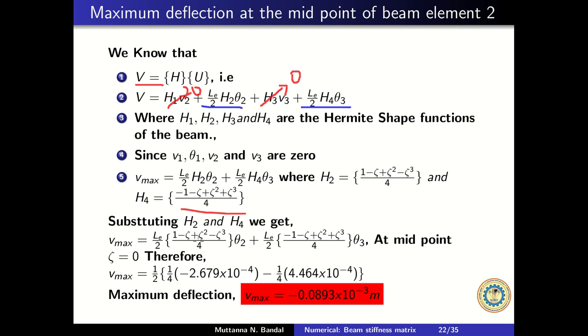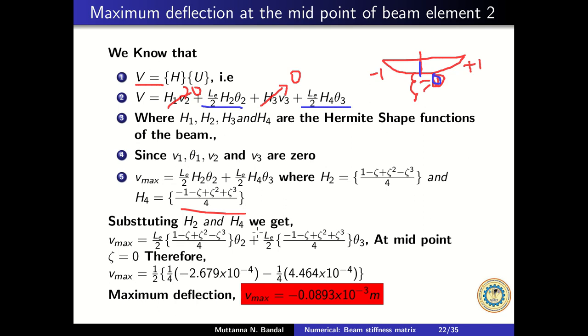So substituting this, I know L is equal to 1 by 2, and at the center of the beam zeta is equal to 0, because if I take this, zeta is 0 at the center, and here it is plus 1 and here it is minus 1. I'm interested in calculating the deflection at the center here. So I will take zeta is equal to 0. So substituting that, all these terms become 0. It becomes 1 by 4 here.